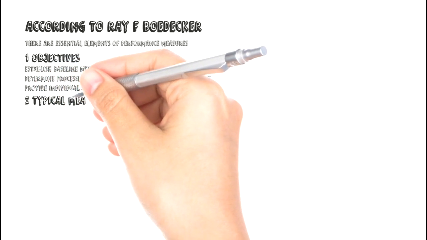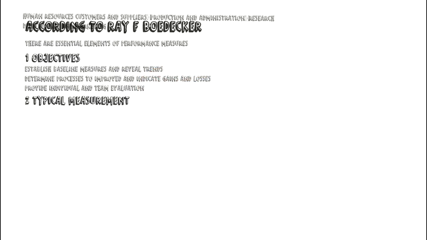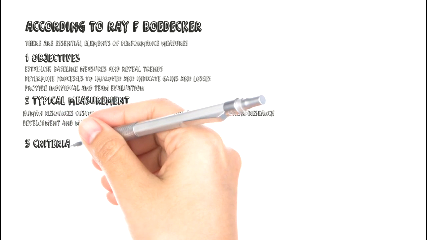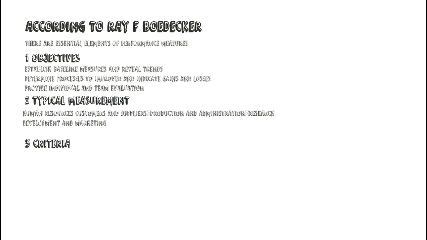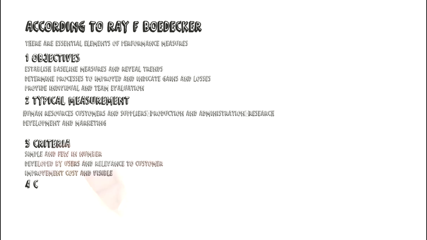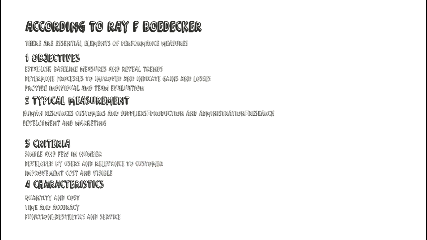Number 2 is typical measurement. Suggested items that can be measured are human resources, customers and suppliers, production and administration, research and development, and marketing. Number 3 is criteria. These are the criteria to be followed. First is simple and few in number. Second, developed by users and relevant to the customer. And third, improvement, cost, and visible. Number 4 is characteristics. It is used to measure performance, like quantity and cost, time and accuracy, function, aesthetics, and service.